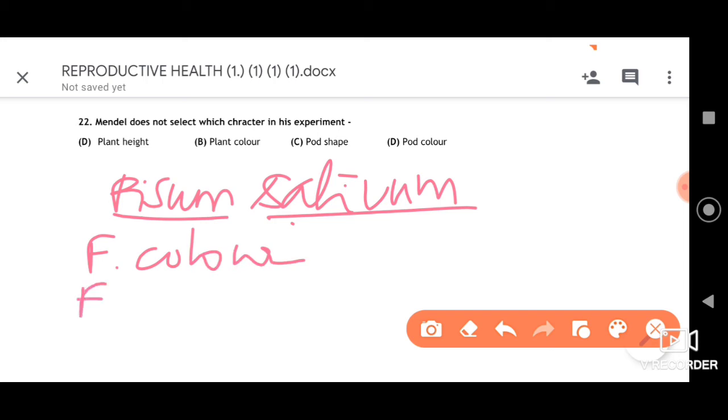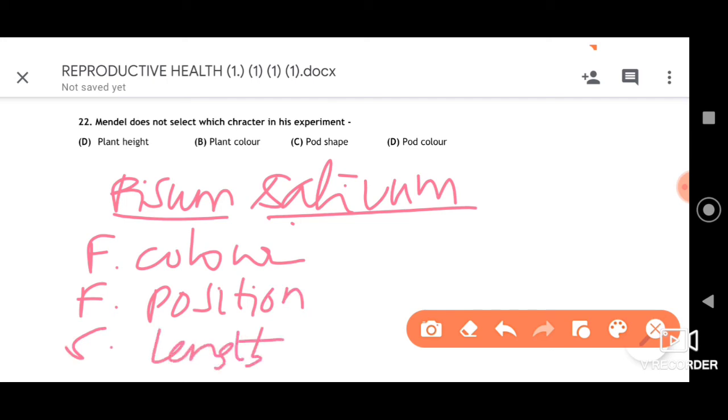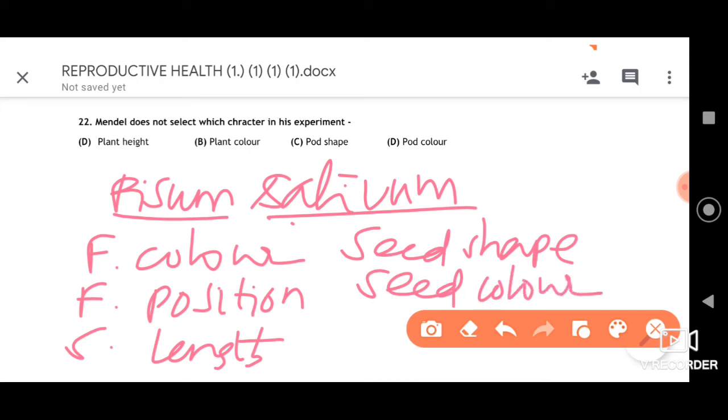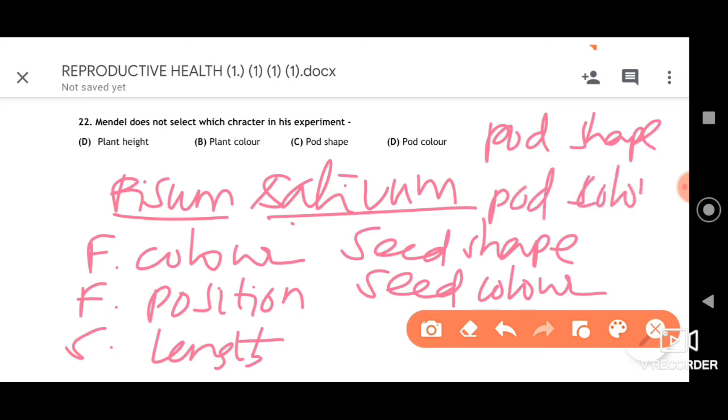then he selected flower position, my friends, then stem length, followed by the seed shape, then seed color, followed by pod shape, and then pod color. So you can match with these 7 contrasting characters what I have written here. The character which is not here is plant color. He did not select plant color, my dear friends, so that is the right answer.